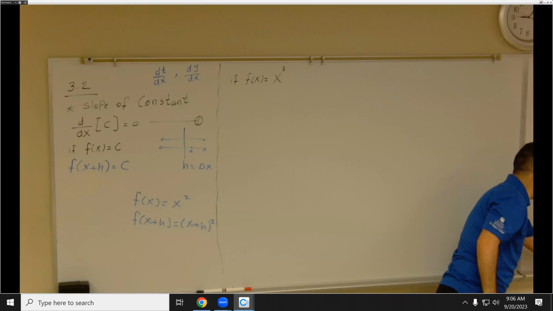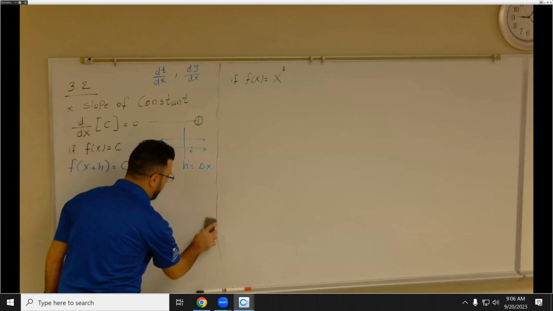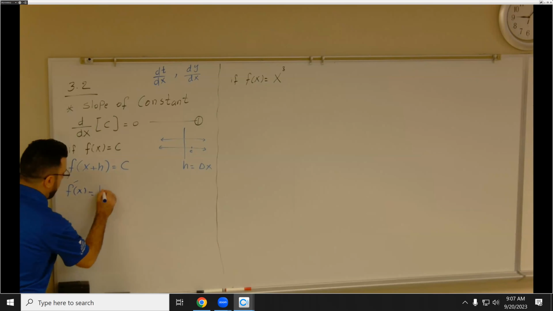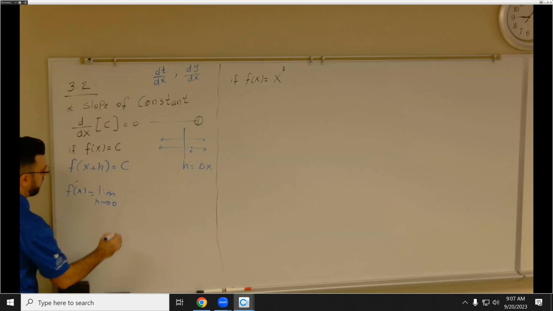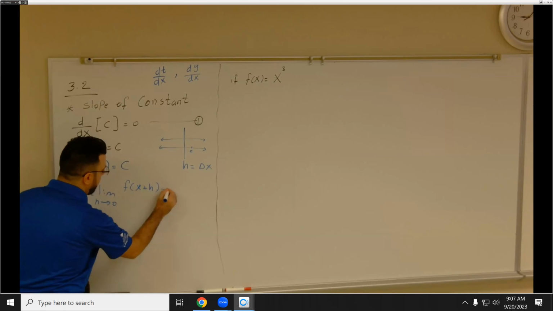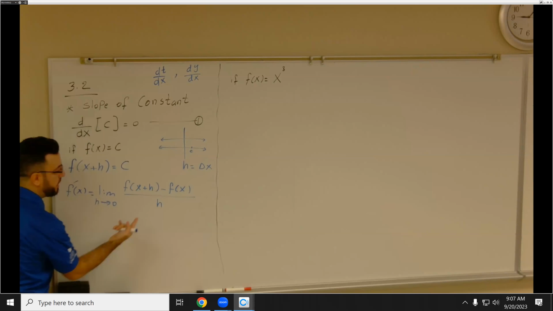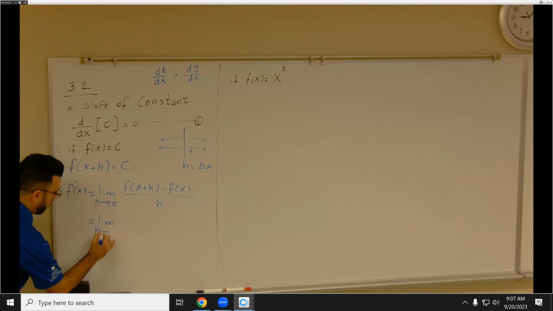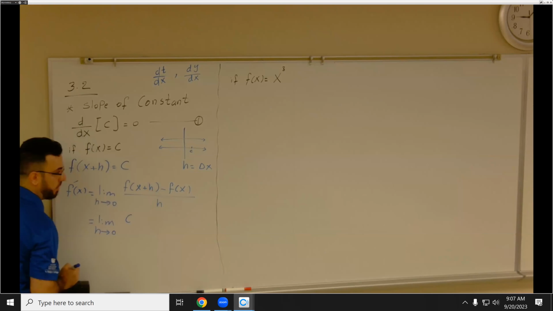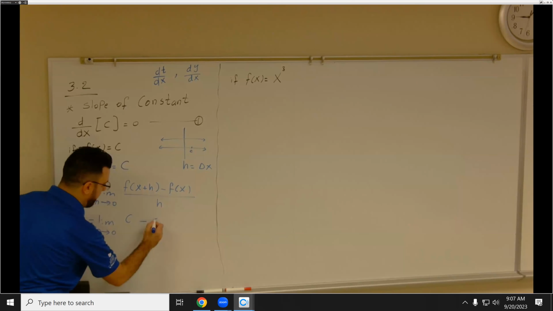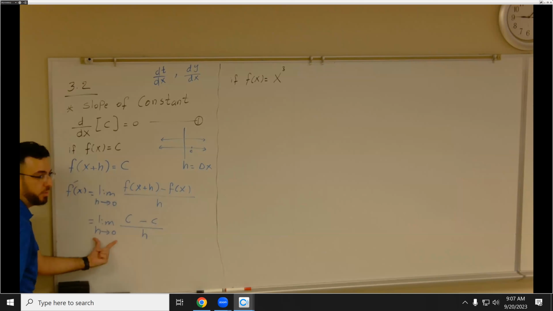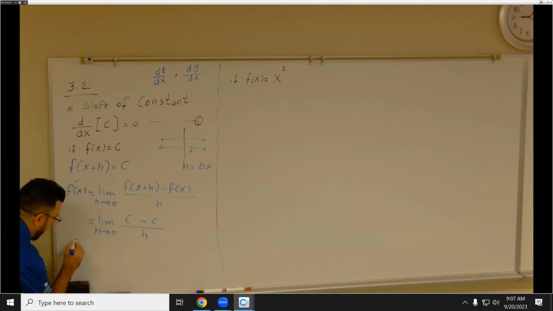Now let's plug in using the limit to find out what the first rule is. That means the derivative is going to be the limit as h approaches 0 of f of x plus h minus f of x divided by h. H is the same thing as delta x, so don't get confused. So this one is the limit as h approaches 0, f of x plus h is c minus f of x is c, over h. Now c minus c is going to be 0. 0 divided by any number is 0. You have to take the limit. That means f prime of x is going to be 0.